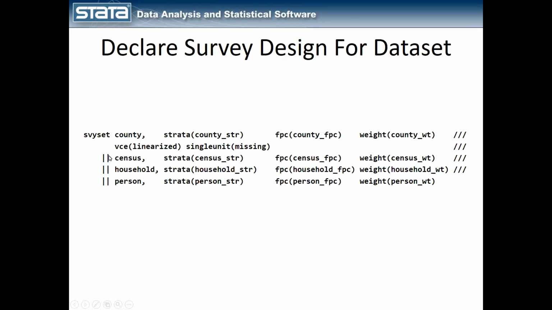Okay. So most of the time, NHANES uses linearized variance estimation, so I would select linearized, click OK, and it's going to issue this giant command. So that would be the command, svyset county, strata, FBC. These little triple slashes at the end of each row tell Stata that the command continues on the next line. So this is all one giant svyset command.